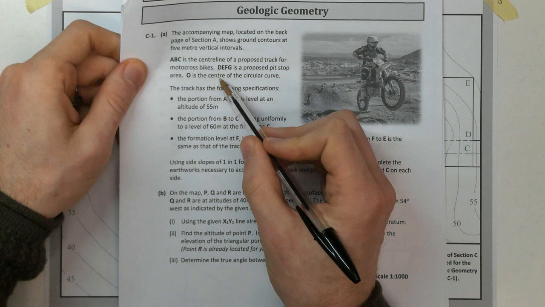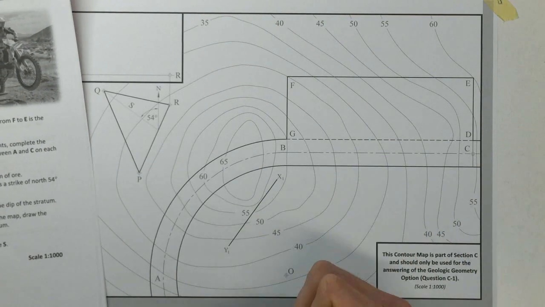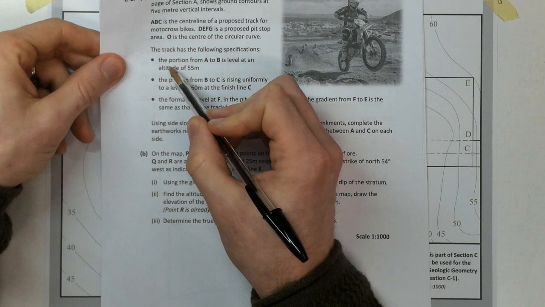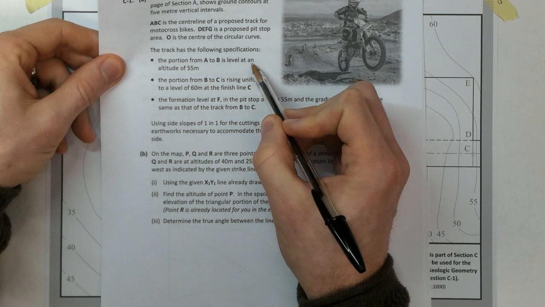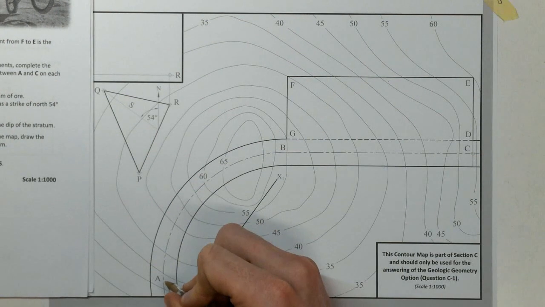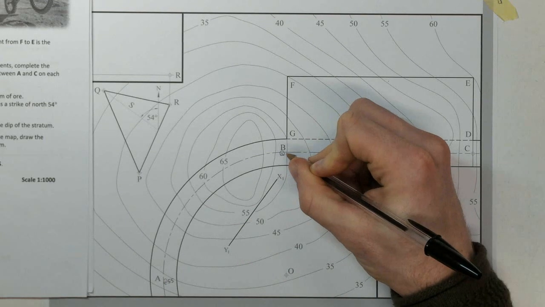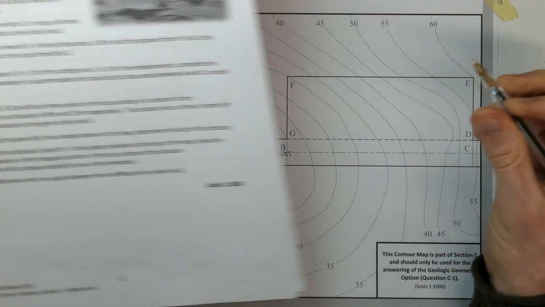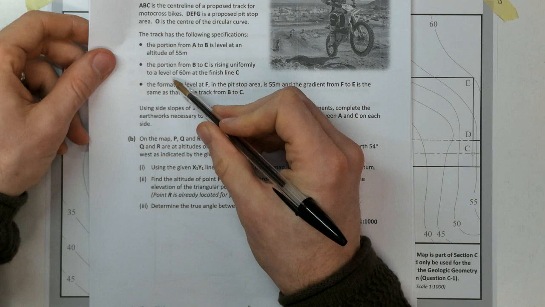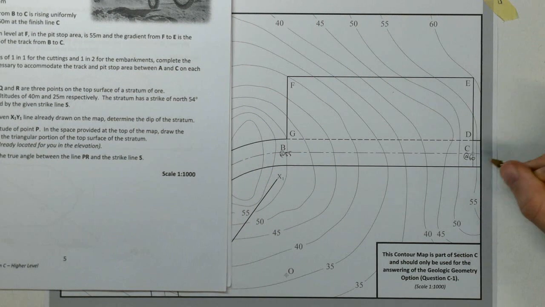They're telling us O is the centre of the circular curve, so O is the centre of this curve going around here. The track has the following specifications. The portion from A to B is level at an altitude of 55, so from A here to B is at 55. The portion from B to C is rising uniformly to a level of 60 at the finish line C. So this here is at 60.